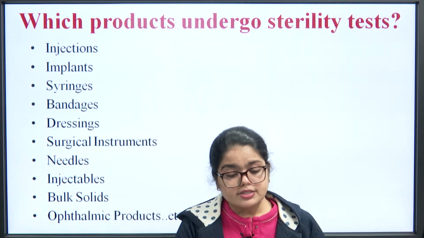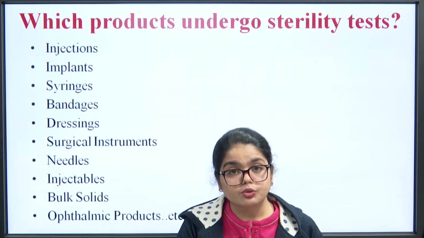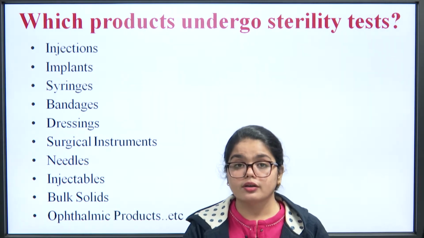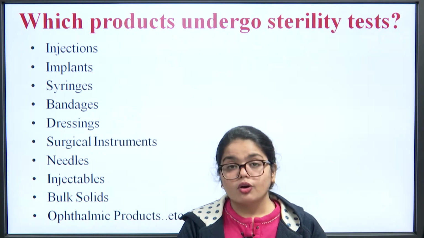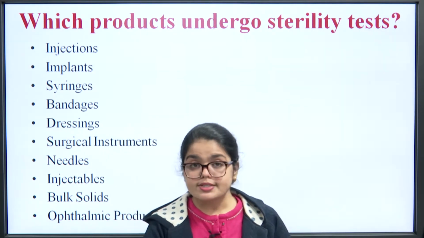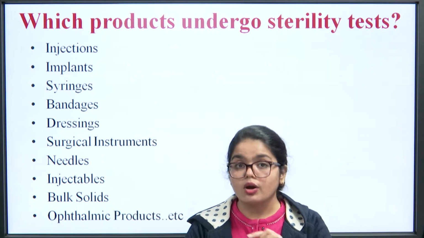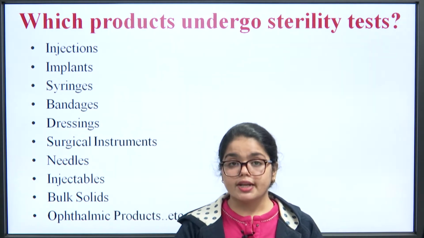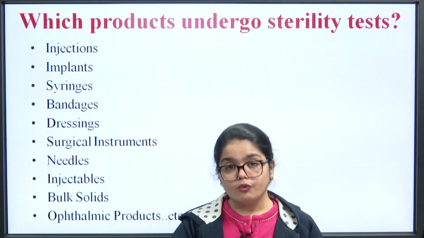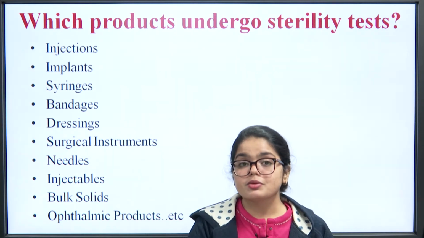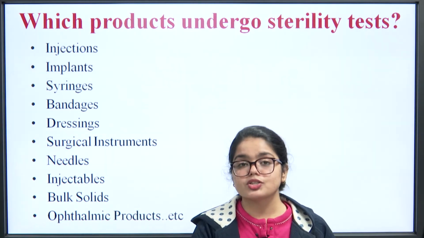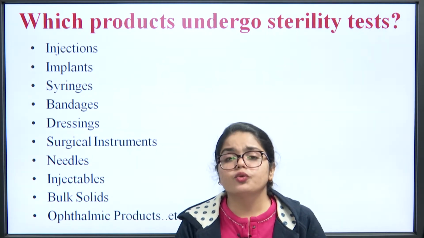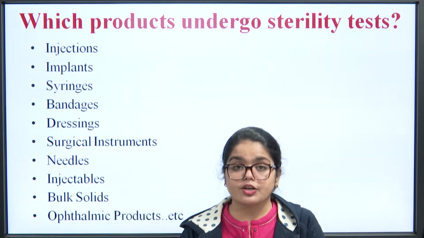Then syringes. Again, the syringes go inside the bloodstream, so we need to do the sterility test for them. Bandages, since bandages are used for covering or binding wounds. If there is a cut, the skin is not there, the subcutaneous layer is exposed, and we place the bandage with an antiseptic layer over that wound. So the defense system is actually hampered there. If microbial contamination is there, it can further worsen that situation. Then dressings, any kind of wound dressing has to be sterilized just to avoid any secondary infection.